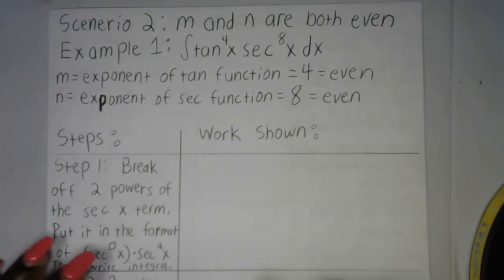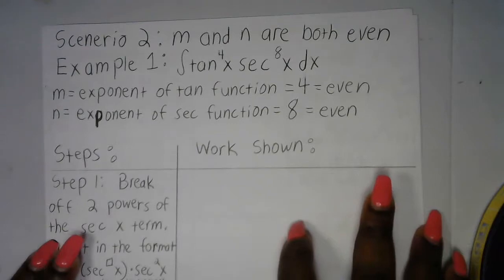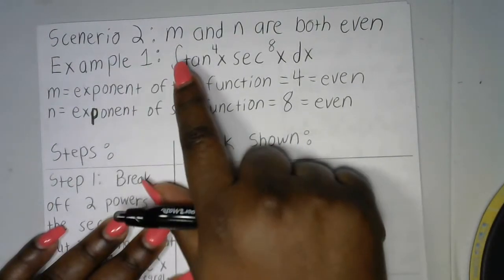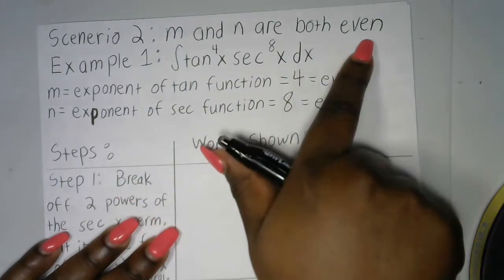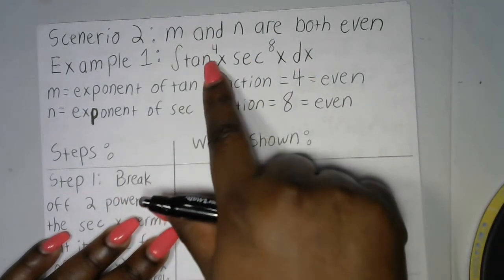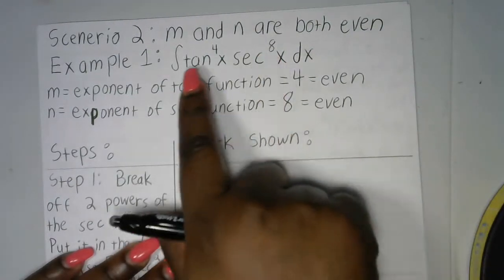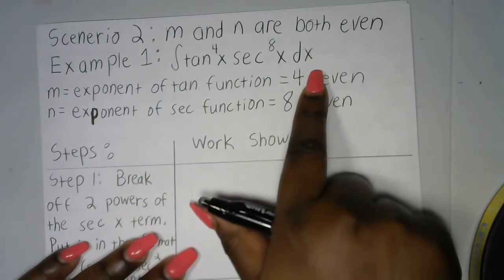Alright guys, so like it said in the previous clip, we're going to be working on scenario 2 in this video. Scenario 2 is when m and n are both even. M is the exponent for the tan function, and n is the exponent for the secant function. So we're going to do an example for the scenario.